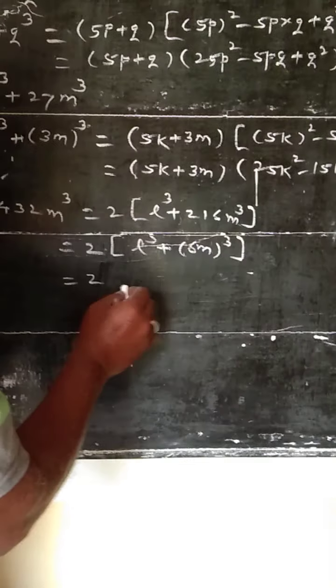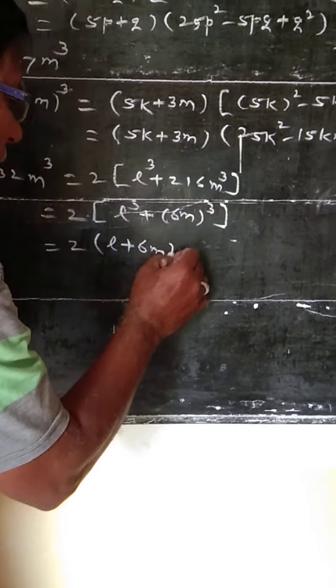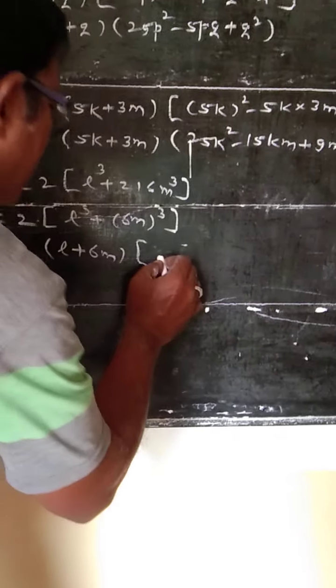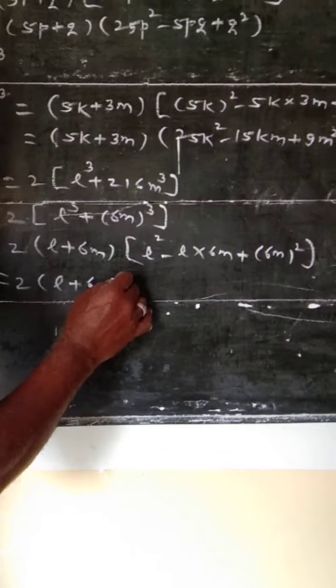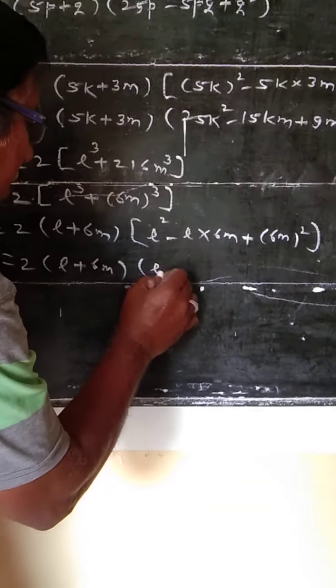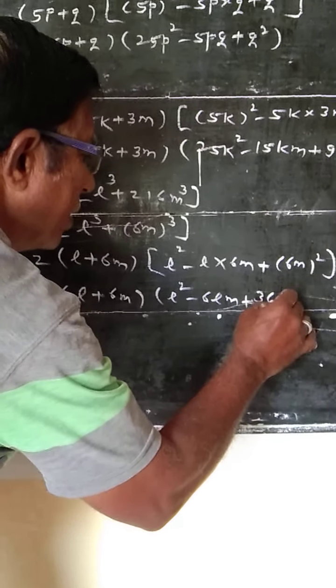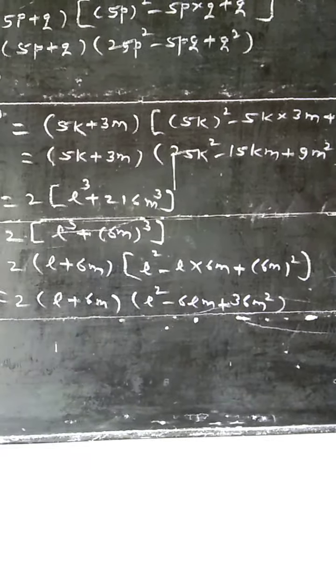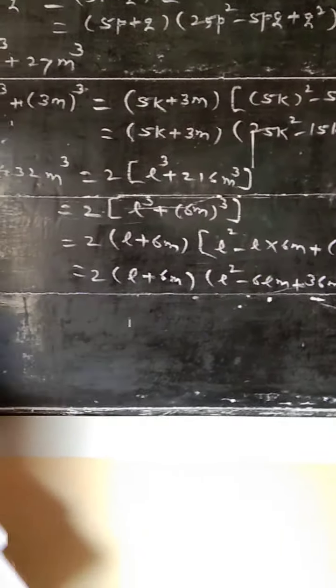Then 2 as it is, in the first bracket, the sum of cube roots, l plus 6m, in the second bracket l square minus l into 6m plus (6m) bracket square. Then 2 as it is, l plus 6m as it is, in round bracket l square minus 6lm plus 36m square. These are the factors of 2l cube plus 432m cube.